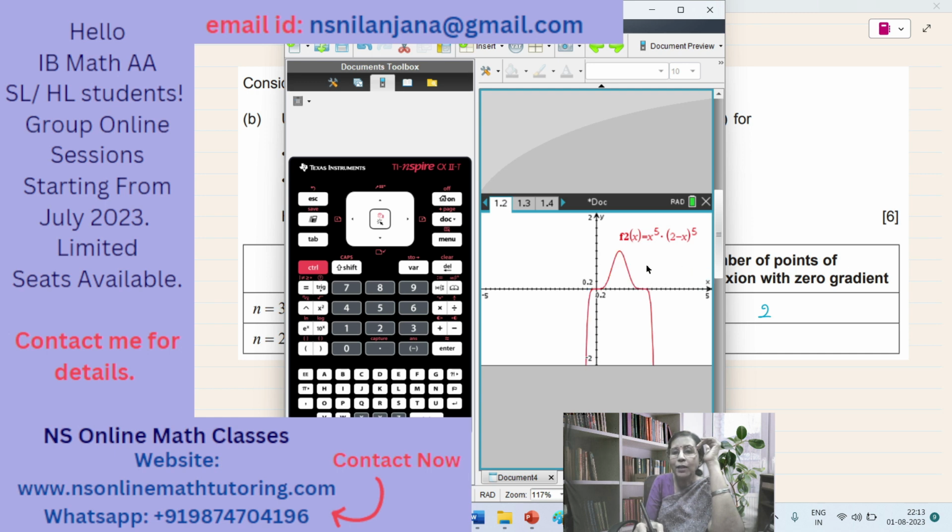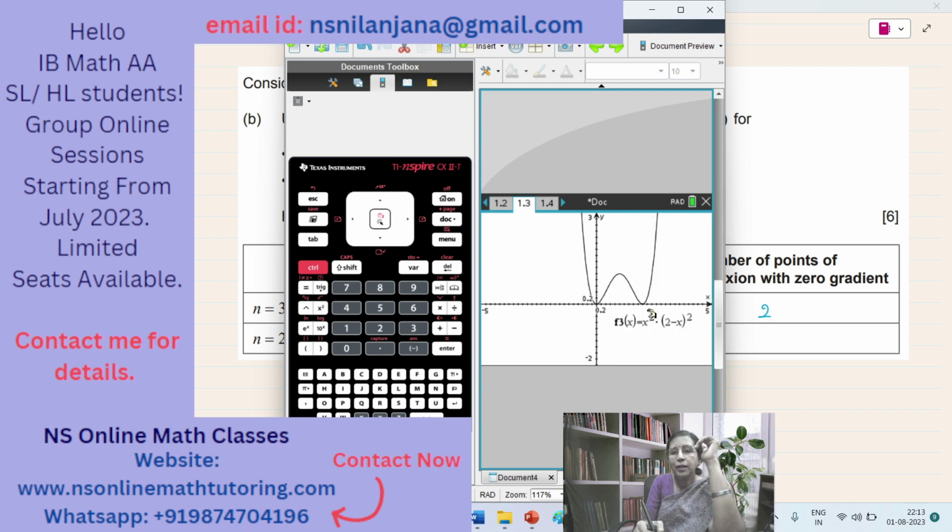Minimum means it will be moving down, then coming up. But this graph, it is moving down, it is decreasing. Over here, it is just parallel to the x-axis, and again moving down, it is not coming up. It is not a turning point. So don't confuse between a turning point and a point of inflection with 0 gradient. Over here, the graph is decreasing, and also over here, the graph is decreasing. Same for this part. So these are cases of points of inflection with 0 gradients.